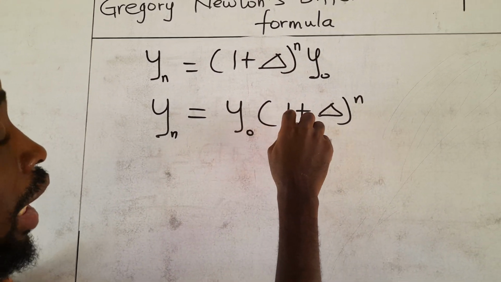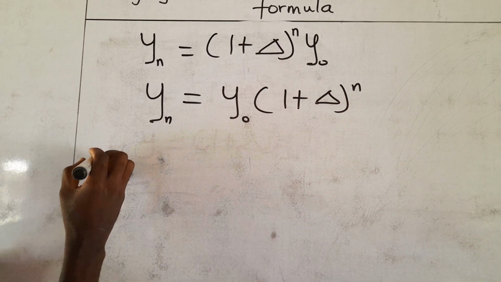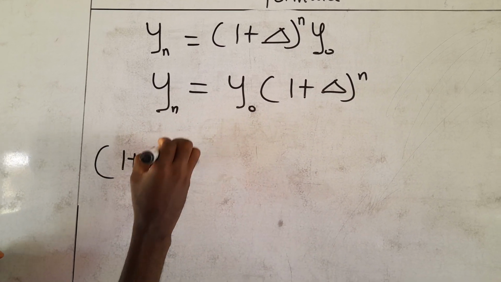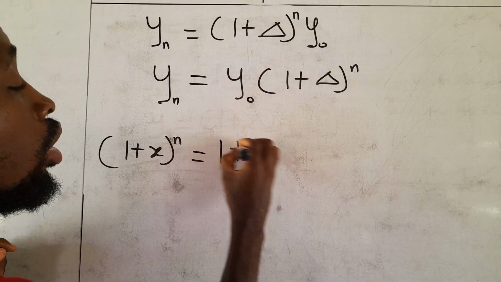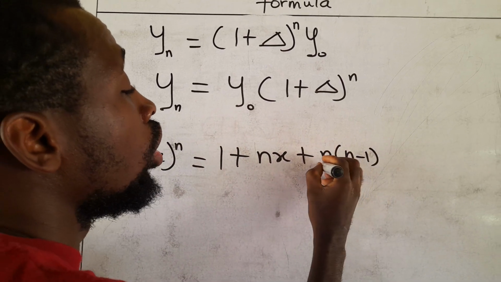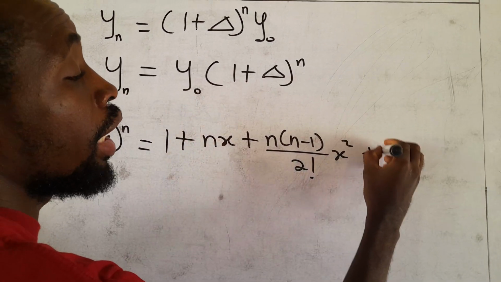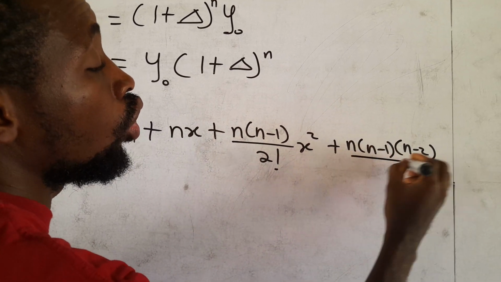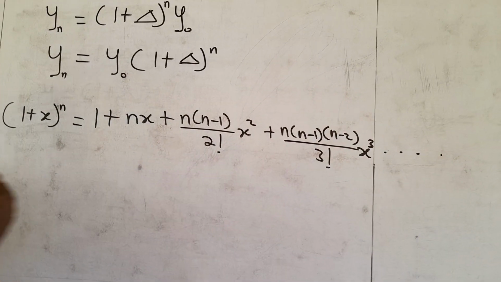Now, how do we expand 1 plus x exponent n? Remember, when you are learning binomial expansion, you make 1 plus x exponent n. The expansion will be 1 plus nx plus n(n minus 1) all over 2 factorial x squared, then plus n(n minus 1)(n minus 2) all over 3 factorial x cubed, in that order. I hope you get that.